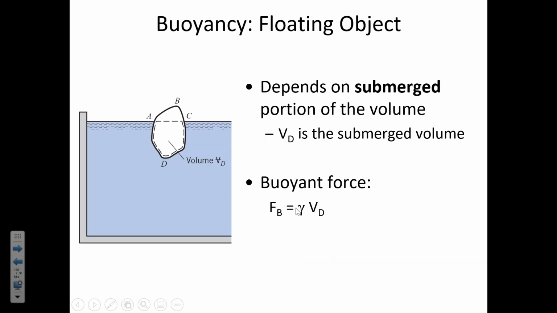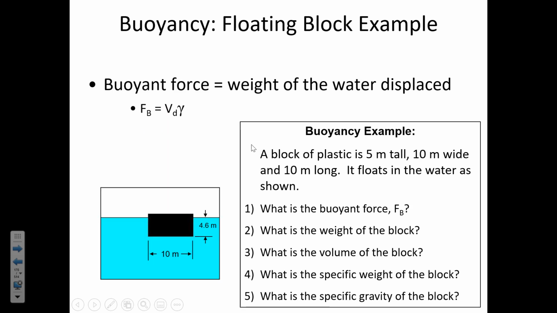So if an object isn't fully submerged, the buoyant force depends just on the submerged volume. It doesn't matter how much of it is above the water surface, it's just how much is beneath the water surface, and that's how you calculate the magnitude of the buoyant force. Does everybody understand the distinction between the submerged volume and the overall volume? Because the overall volume here extends above the water line, but it's just the submerged volume that's displacing water. Okay.